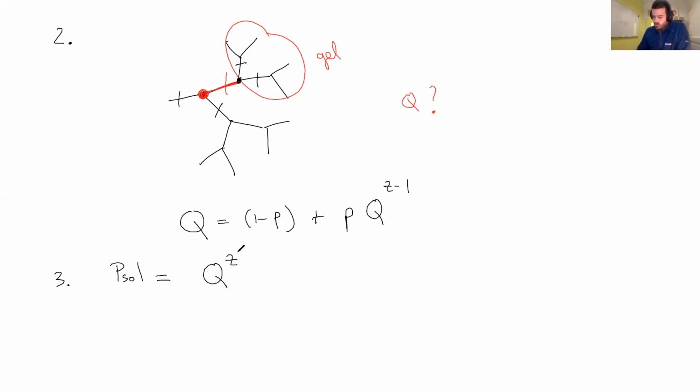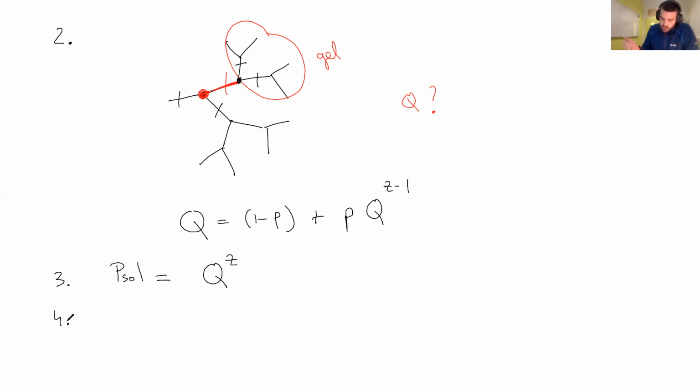Okay. All right. So if I'm able to solve this equation and find the solutions in terms of Q, then I immediately find the sol fraction for any value of P. That is interesting because I start to know more about the population in my system, either gel or sol. Okay, so what is the equation satisfied by P sol?